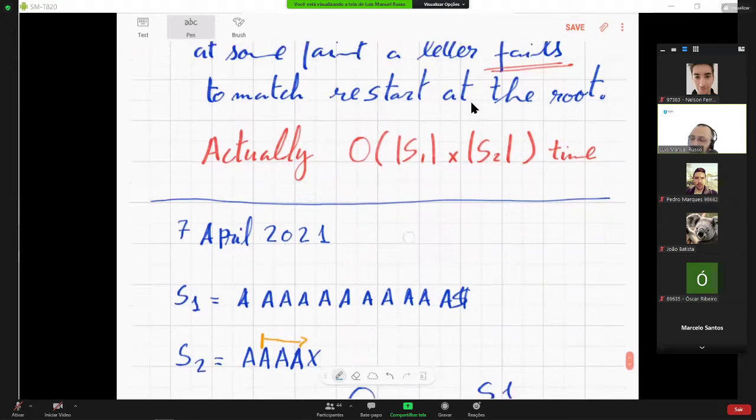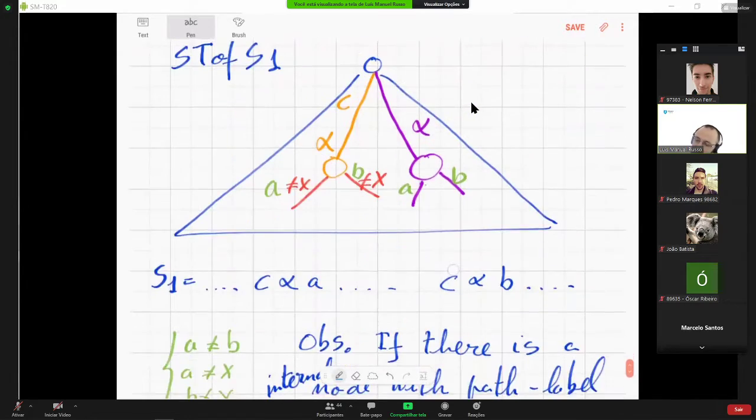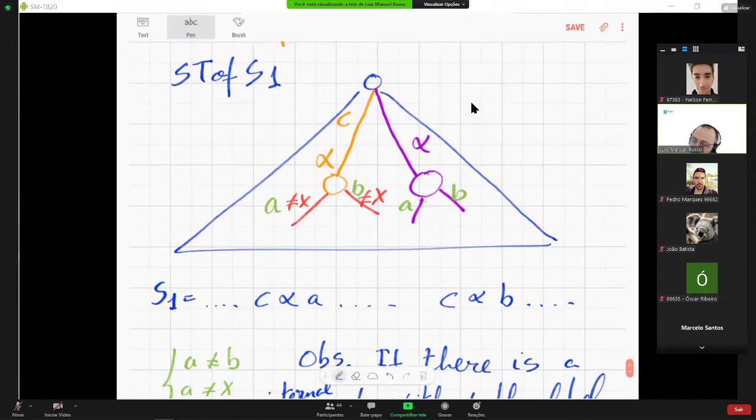So what my naive algorithm is doing is restarting. Restarting means that I go back to the root, and again, I read alpha to reach that node over there. The problem is that this takes too long. I'm trying to skip this computation. So what should I do to skip this computation? Can I skip it or not?